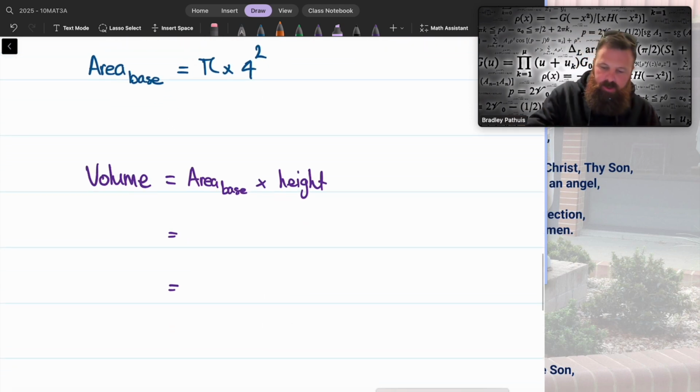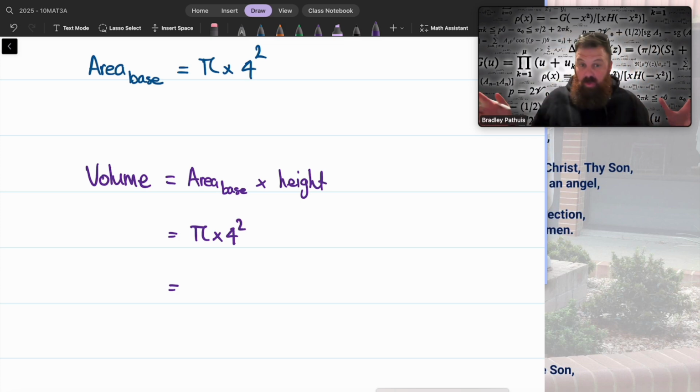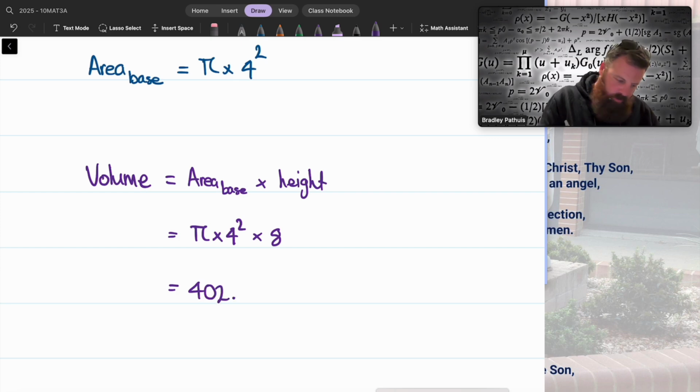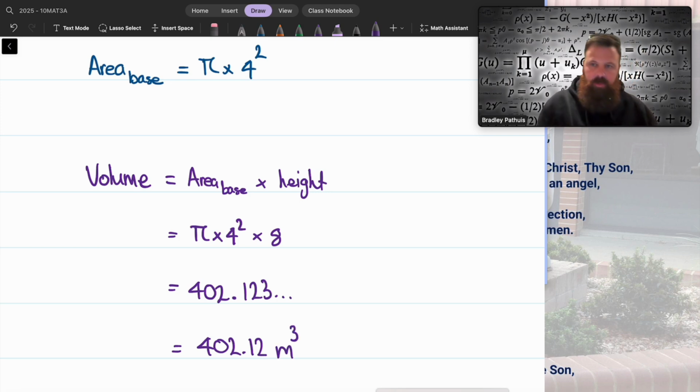So if we jump in, our area of our base we got was pi times 4 squared. We got that from earlier. And remember that the distance between those two circular ends was 8 meters apart. So we're now going to type that on our calculator. When I type that on my calculator, I get 402.123... So when I round that to 2 decimal places, 402.12, and that was meters cubed. Remember, it's cubed because it's in 3 dimensions.